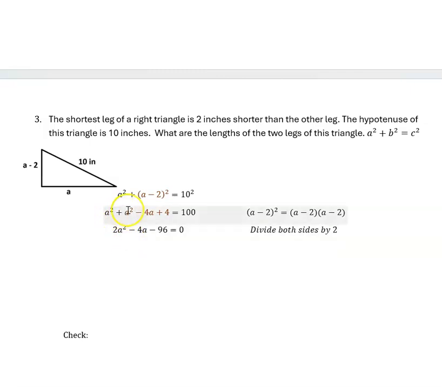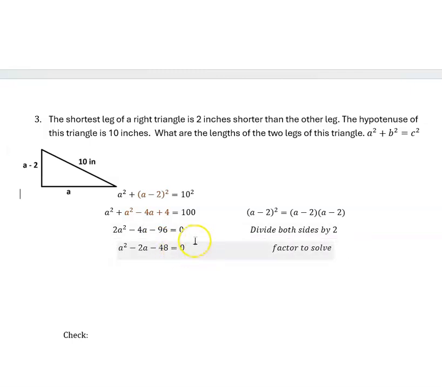We're going to get a squared plus a squared is 2a squared. We have the minus 4a. And then what I did here was subtract 100 from both sides. That made the 100 go away on the right. And 4 minus 100 is negative 96. And now I'm ready to divide both sides by 2.